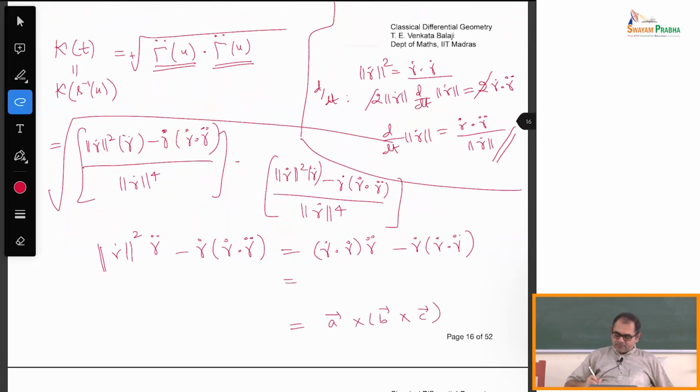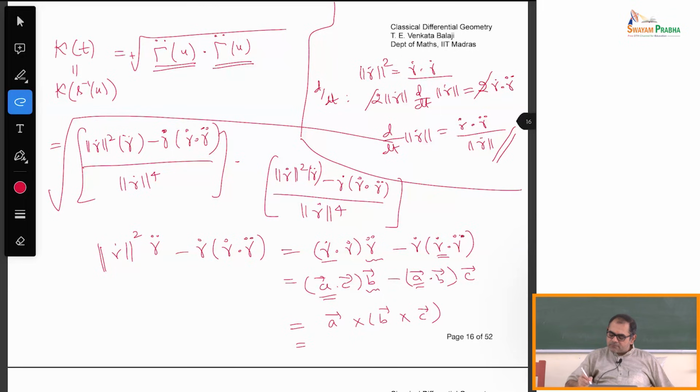And the formula for this: A dot C into B minus A dot B into C. If you look at this formula, you have to put your A. So your A is gamma dot everywhere, and your B is gamma double dot.